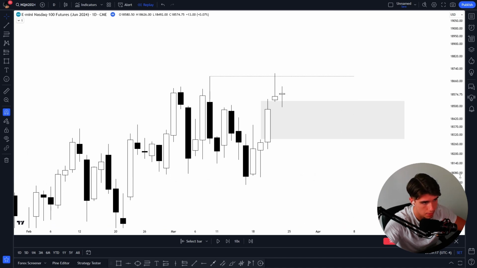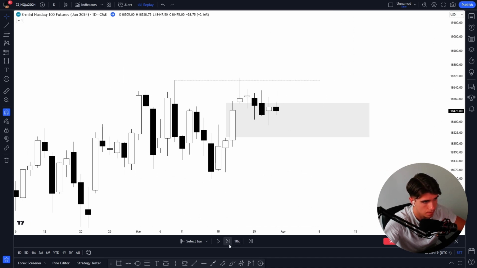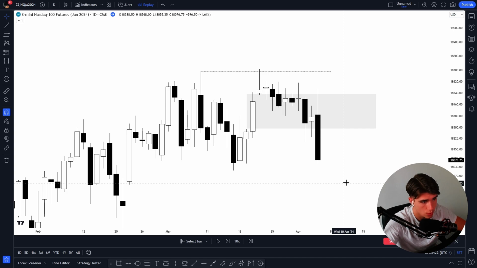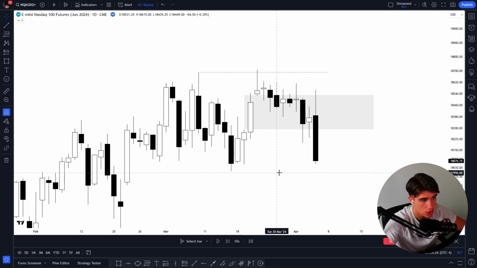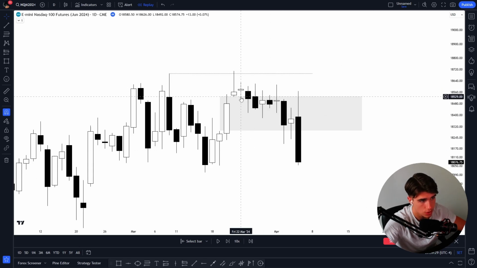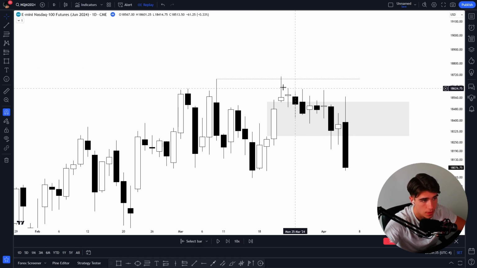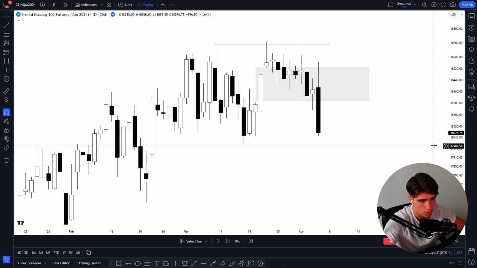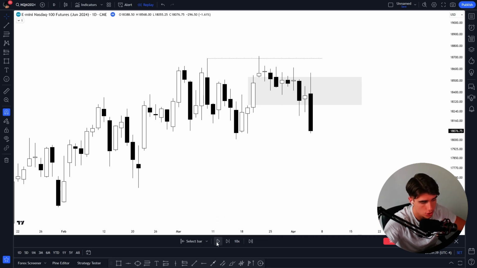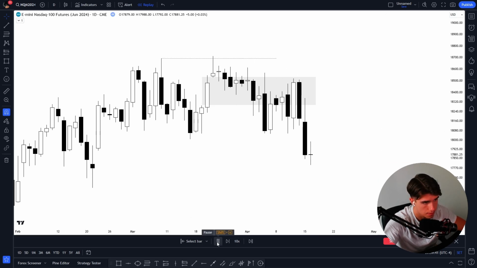So let's see what happened here on the daily chart. As you can see, we never actually came back up to the external range liquidity high, which implies a reversal. So when you see price hitting internal range liquidity and failing to go back to that external range liquidity, then you can anticipate a reversal. And if I play it out here on the daily chart, you will see exactly that.